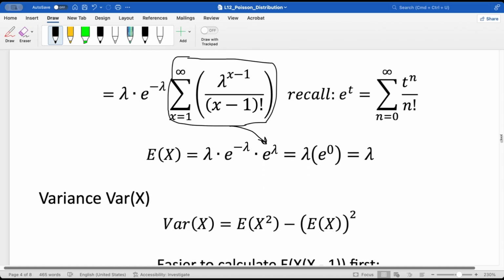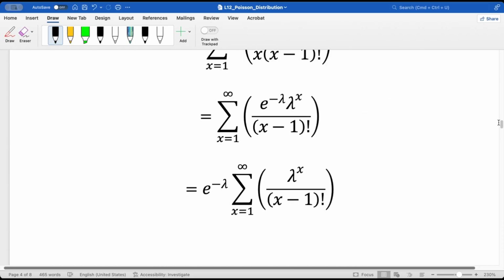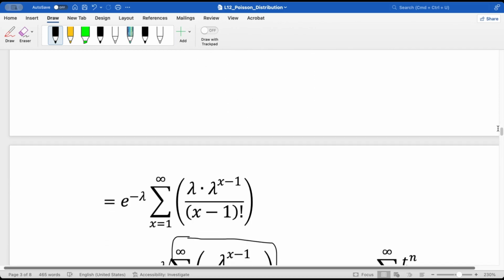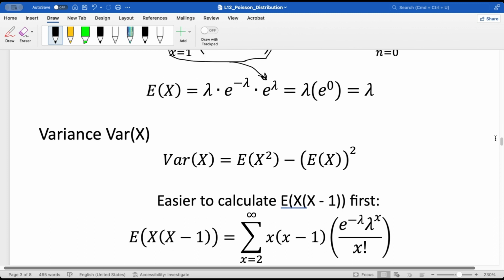Now the variance here is a little tricky because if we try to multiply by x squared, we don't get a clean cancellation. There's only one copy of x in x factorial. So we're going to use a slightly different form here. It's possible to work with x squared, but it's a little bit messier. So instead of working with the expected value of x squared directly, it's a little easier to do the expected value of x times x minus 1, because that cancels out better with the factorial expression.